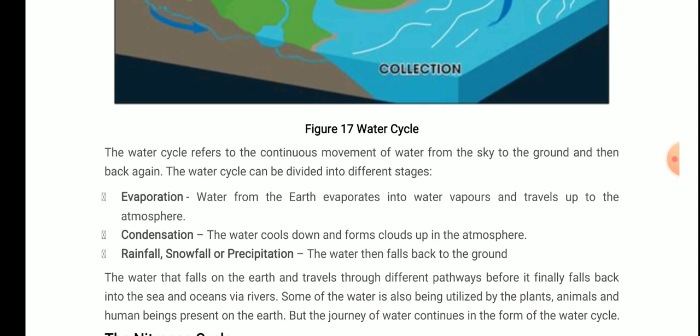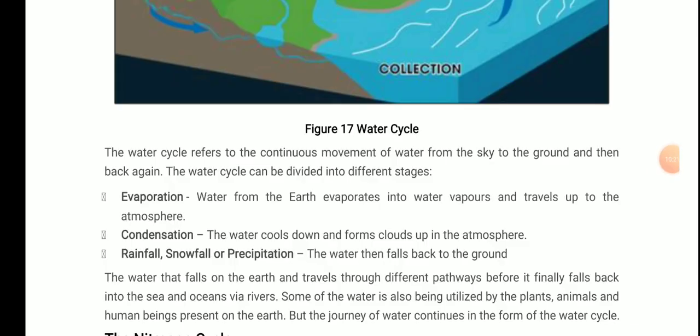What happens? The water cycle refers to the continuous movement of water from the sky to the ground and then back again. It can be divided into different stages: evaporation, condensation, rainfall or precipitation. Water from earth evaporates into water vapors and travels up to the atmosphere. Condensation: the water cools down and forms clouds up in the atmosphere. Rainfall or snowfall: the water then falls back to the ground. The water that falls on the earth travels through different pathways before it finally falls back into the seas and oceans via rivers.